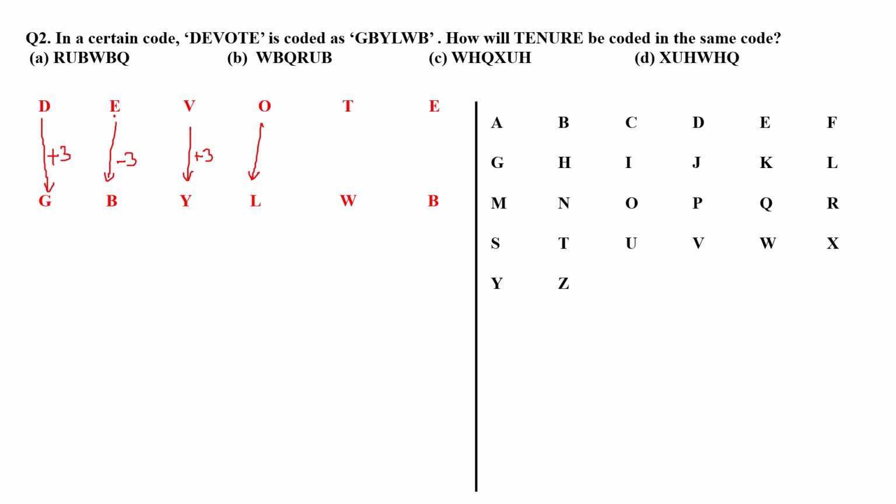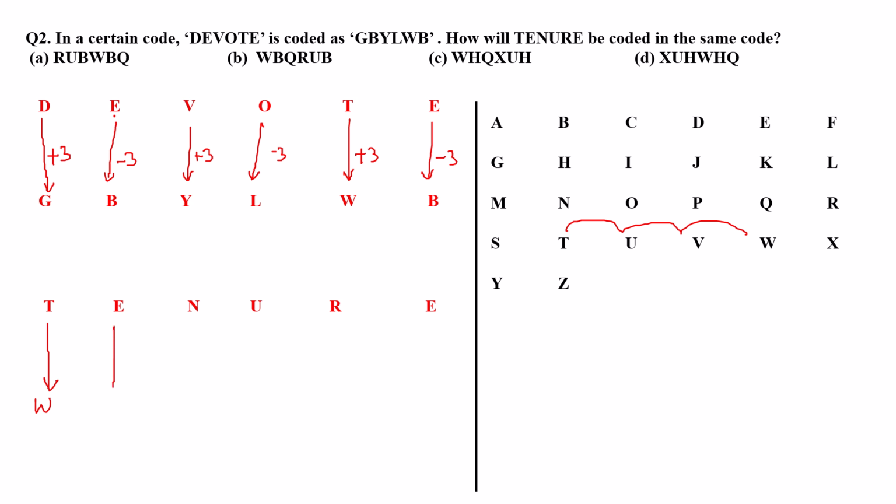O to L, again 3 steps backward. T to W is also 3 steps forward, and this is 3 steps backward. Now you have to find out for the word tenure, isn't it? So T, you have to move 3 steps forward. So if you move 3 steps forward, where will you reach? So T is over here, 1, 2, 3. So you will reach W.